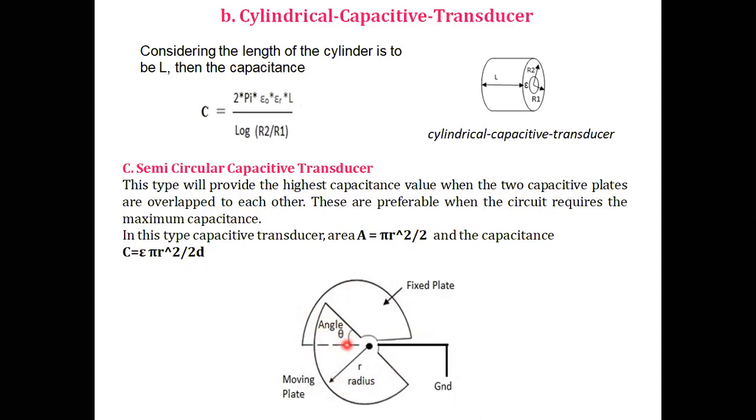It may form some angle, it may vary with an angle theta, and its radius is smaller, and it is going to be grounded. These are preferable when the circuit requires the maximum capacitance.